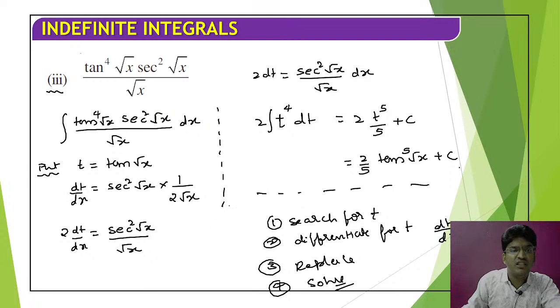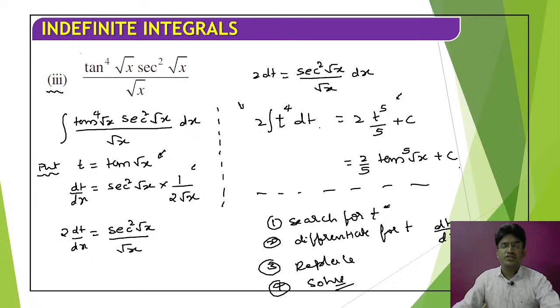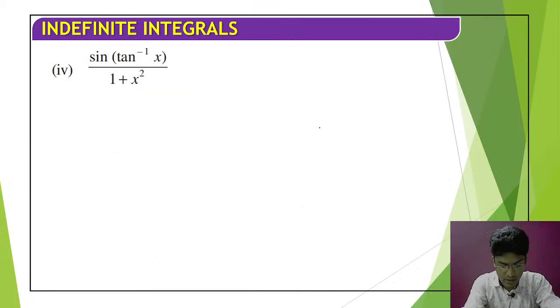So see here, in the first step, you have searched for t. In the second step, you have differentiated with respect to x. In the third step, you have replaced the terms. And this is the last step. Solve it. Integration of t raised to 4. Okay. So this is how you have to solve your integration problems by the substitution method.